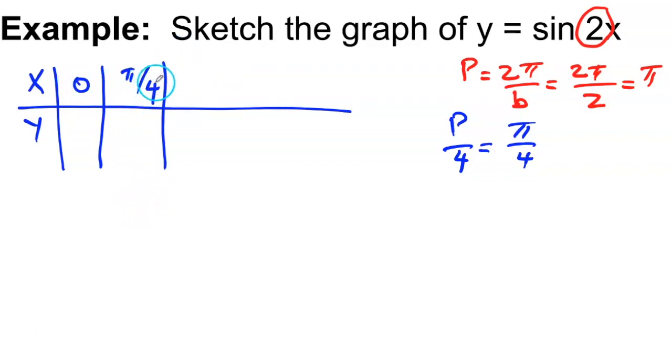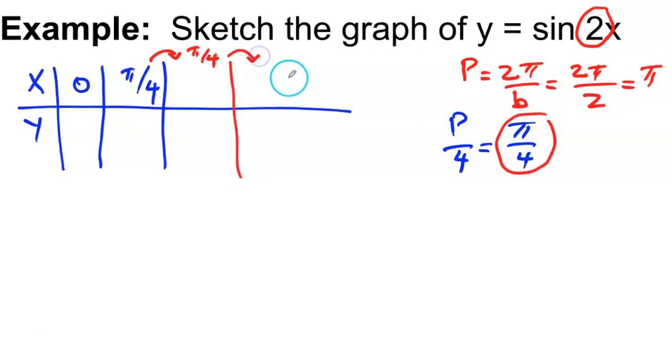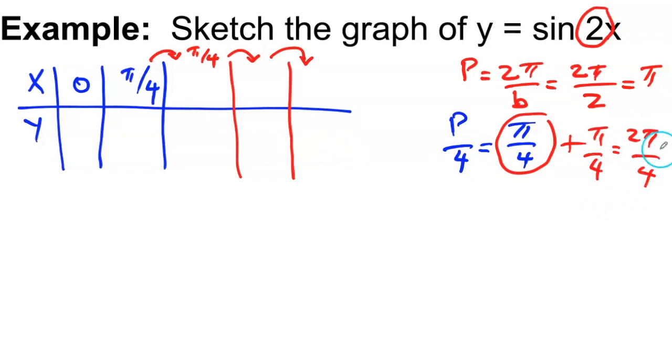0, pi over 4, now I need to add plus pi over 4. The next value is always adding this increment, and the next value is adding the increment, and the next value is adding the increment. That's how I find those points. So my second point will be this plus pi over 4, which is 2 pi over 4. If I reduce this, it's going to give me pi over 2. But let's not reduce it. Let's see how it goes. My next value is plus pi over 4. So 2 pi over 4 plus my increment, which is pi over 4, gives me 3 pi over 4.